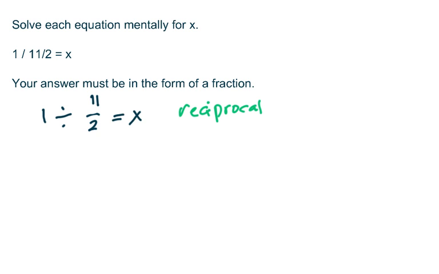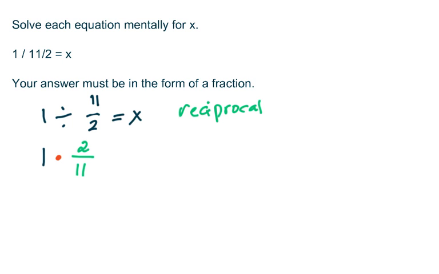So the reciprocal is the number that I multiply by, and when I multiply them, they end up with a value of 1. So in this case, it means that I'd still have 1 at the beginning, but instead of division, I would be doing multiplication, and instead of dividing by 11 halves, I'd be multiplying by the reciprocal. So that reciprocal gives me 2 over 11.